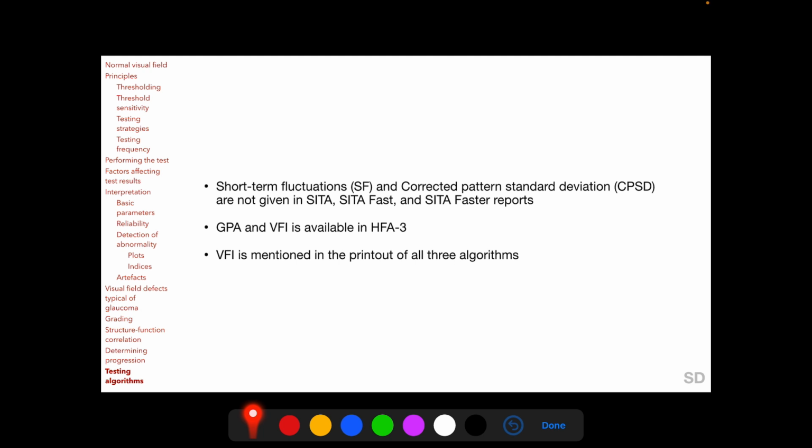Prior to that, the glaucoma change probability program was available to detect progression along with the mean deviation index. And VFI is reported in the printout of all three SITA algorithms in the HFA3 machine.